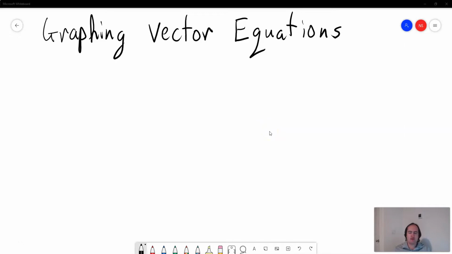Vector equations are equations that have a function with an input of t, and the output is a vector. The vector is a function of t. Here we're just going to be learning how to sketch graphs of them. If you're in my class, the graphs that you do are multiple choice, so you just have to choose the correct picture.